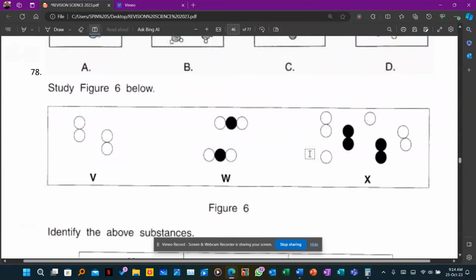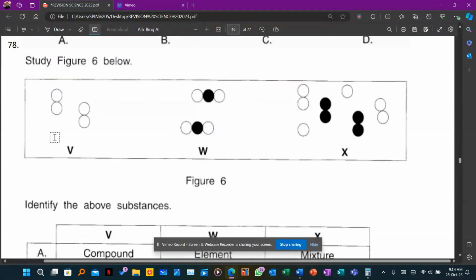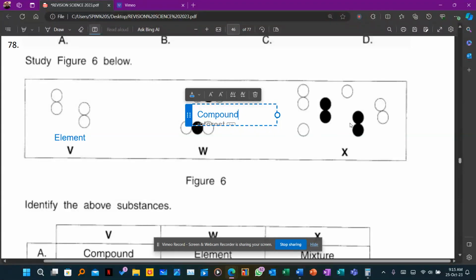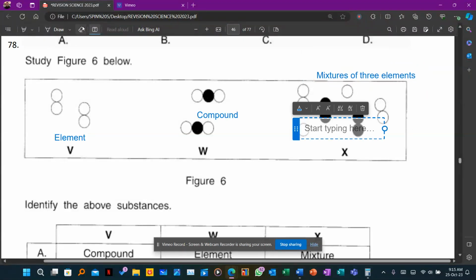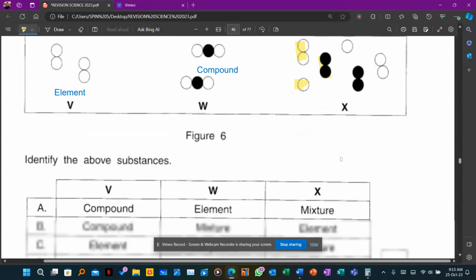Okay, and then again the same question. This one you can see it's element. You can see this one two color compound, and you can see here two different color. That one is a mixture of two elements. If you want to be specific, not two, three elements. Why three? So you can see here, there's one color here. There is one color and different shape here, and then this one is a different one again.